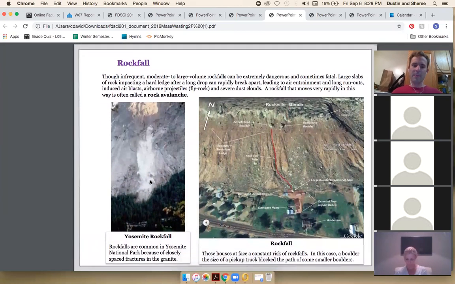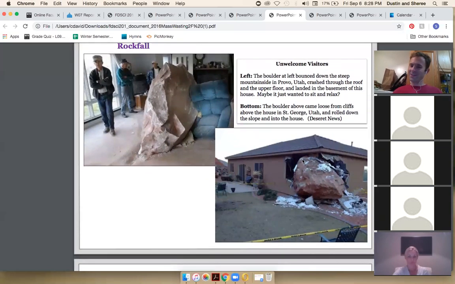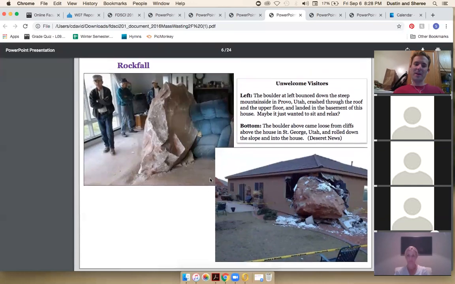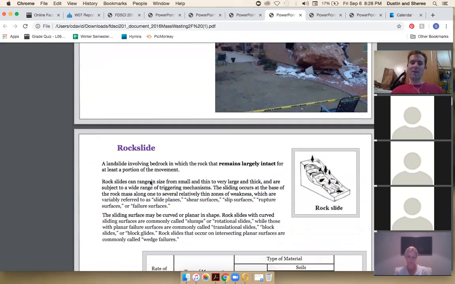Here's some examples of rock fall. Here's a picture of one as it's happening. Big cloud of dust as all the rocks come tumbling down the side of the mountain. Right here's an image showing this where some of these came falling down, went in people's backyard, right there into their house, right? Very dangerous. That's why you don't live near cliffs. This is one in St. George. This is a boulder that came down in Provo, Utah, not far from where I used to live. Went into someone's house. So very, very dangerous.